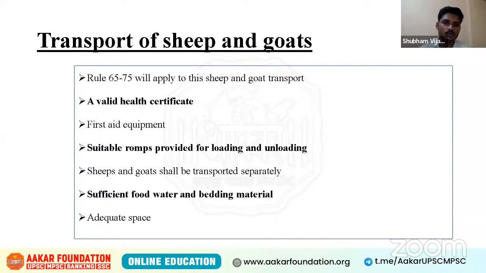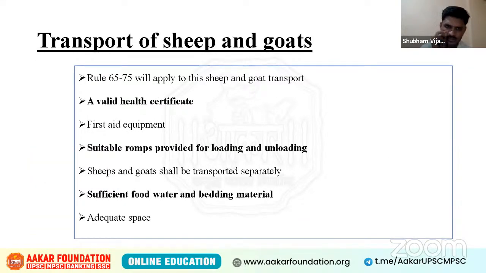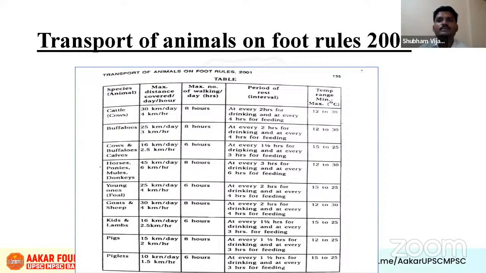The next one is the transport of sheep and goat. Here also, as in the last slide, rules 65 to 75 apply for the transport of sheep and goats. Here also a valid health certificate, first aid equipment, and suitable ropes for loading and unloading are required. Sheep and goats should be transported separately, not mixed. Sufficient food and water as well as sufficient space should be available. Same as for cattle, only the rule numbers vary. There it was 47 to 56, here it is 65 to 75. Then, transport of animals on foot, rules 2001. This is the standard.